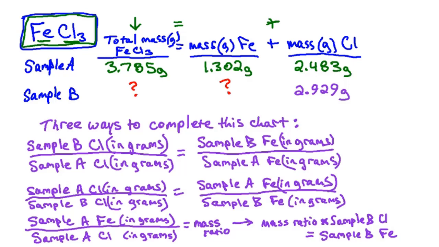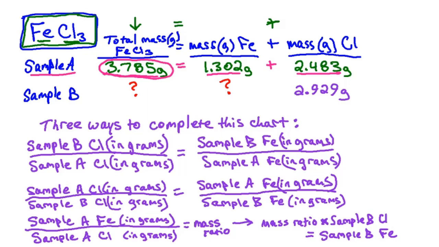So if you look at this top row in the chart for sample A, the total mass of iron chloride is 3.785 grams. That's going to be equal to the total mass of iron, which is 1.302 grams, plus the total mass of chlorine, which is 2.483 grams. So if you add those two together, you're going to get this 3.785 grams over here.